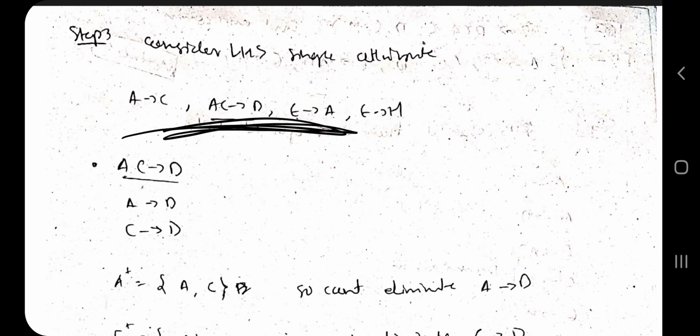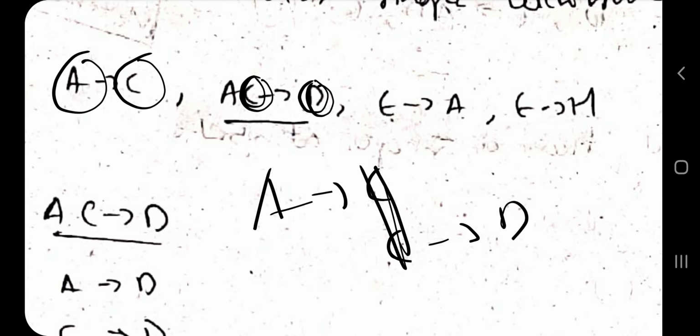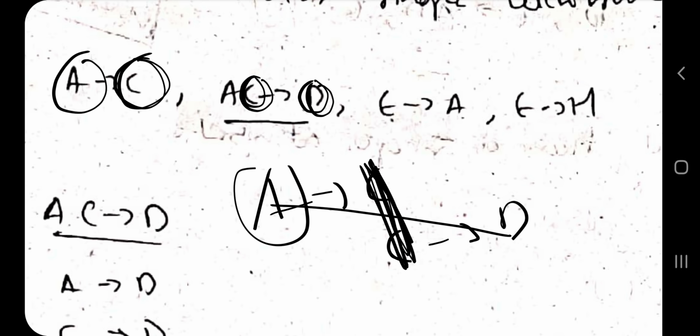Now combine these things. If we combine this, what you can observe is A goes to C, A goes to C, and C goes to D. Individually consider. C goes to D, A goes to C, C goes to D. Isn't it transitive? We can directly write A goes to D, right? Also, if you just want to consider A goes to C here, A goes to C as well as A goes to D.